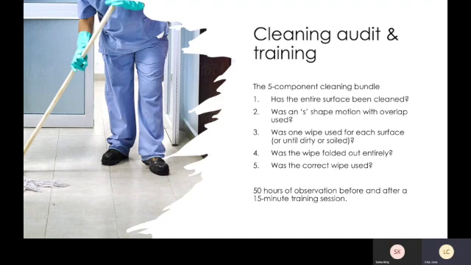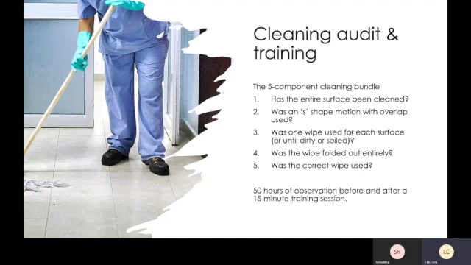Then, was one wipe used for each surface or until dirty or soiled? This is making sure that you're not using the same wipe on multiple surfaces and potentially spreading contamination from one surface to another, and also to make sure that if a surface requires more than one wipe, they're used.